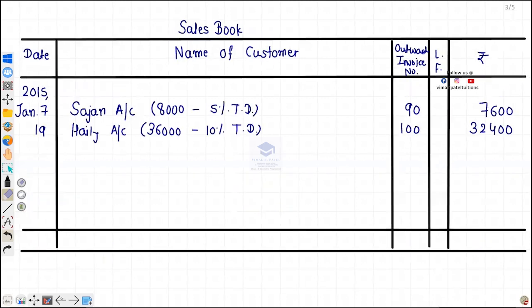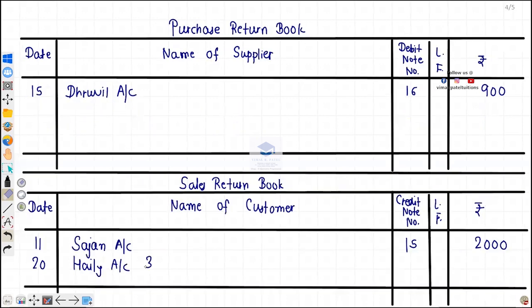We sold goods of 32,400 to Haley and a half, 50% or one half, so it will be 16,200. પણ આ અમાઉન્ટ પરચેસ રિટર્ન માં નહીં આવે.